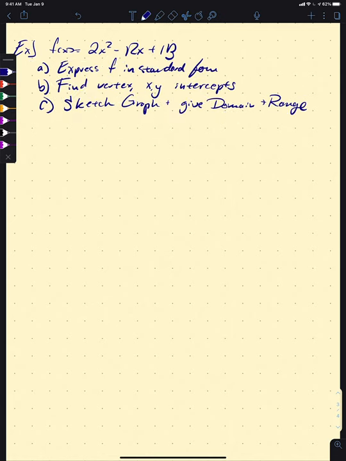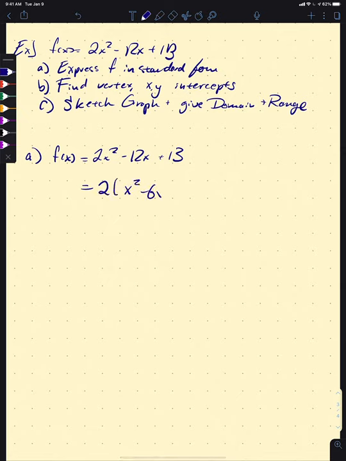So starting with part A, we want to express this in standard form. So we have 2x squared minus 12x plus 13. I'm looking to complete the square, so I need to factor out our 2. So this becomes 2 times x squared minus 6x plus something. That's going to add 13 plus 2 times that same something. Well, negative 6 divided by 2 is negative 3. Negative 3 squared is 9. So that's what needs to go right there.